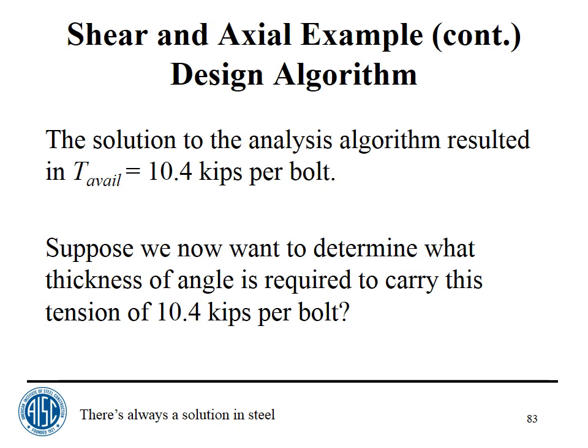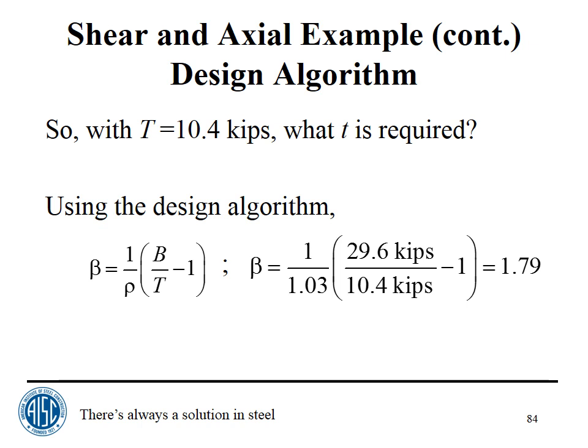So, the solution to the analysis problem resulted in an available tensile strength, T available, of 10.4 kips per bolt. Now, suppose that we were given that as a required strength rather than a design strength. That's now the load. Suppose we want to determine what thickness of angle is required to carry this tension, this required strength, this load of 10.4 kips per bolt. So, with capital T equal to 10.4, what little t is required? What thickness of angle is required?